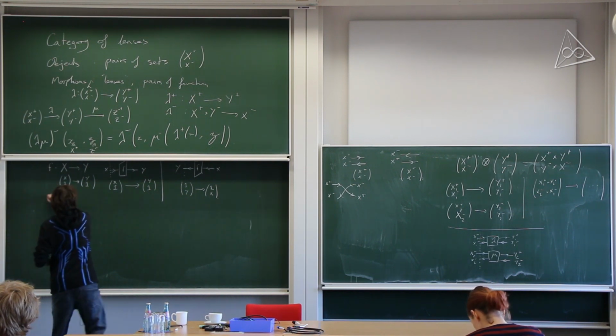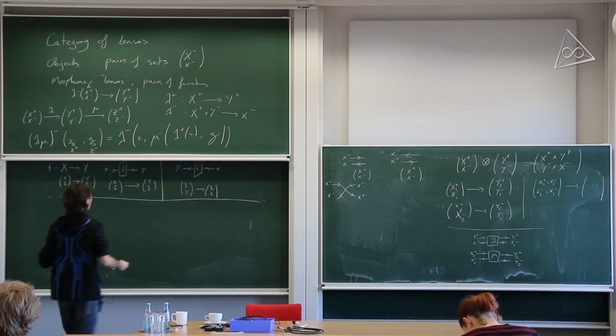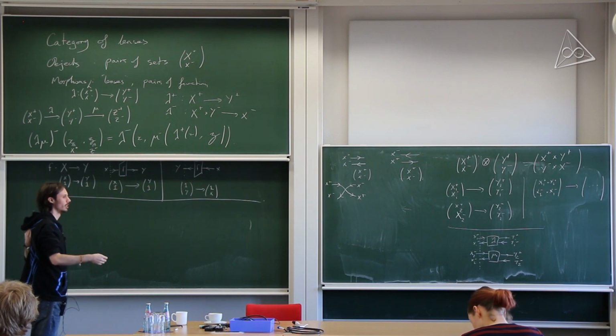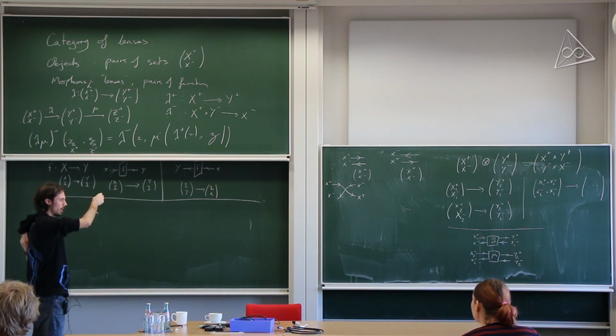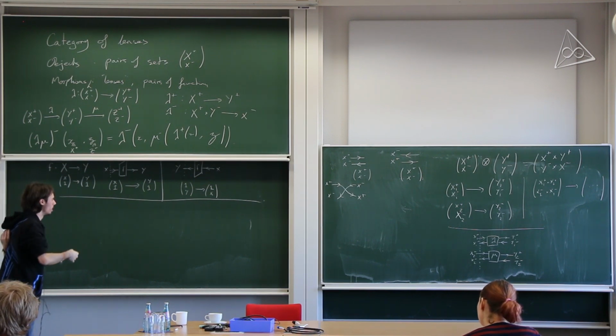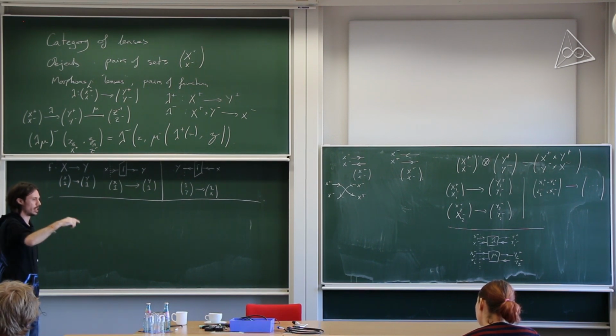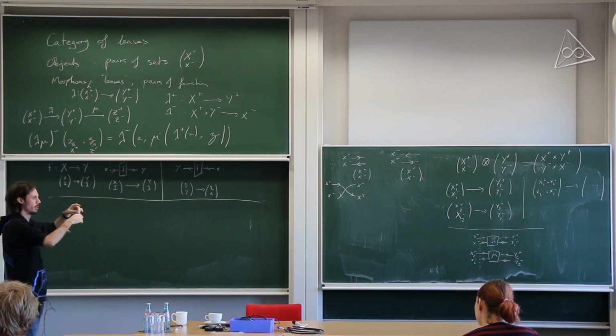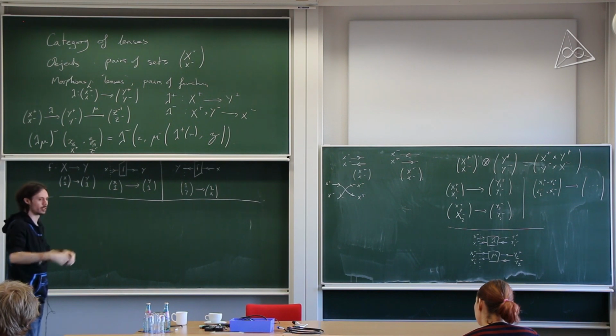So we have these two operations. If you want me to use fancy language, I have a functor from the category of sets to the category of lenses, and then I have another functor from the opposite category of sets to the category of lenses. I can also combine these into a functor from set times set up to lens. So if I have an f from x plus to y plus, and I have a g from y minus to x minus, then I can combine them together into a lens from x plus x minus to y plus y minus.